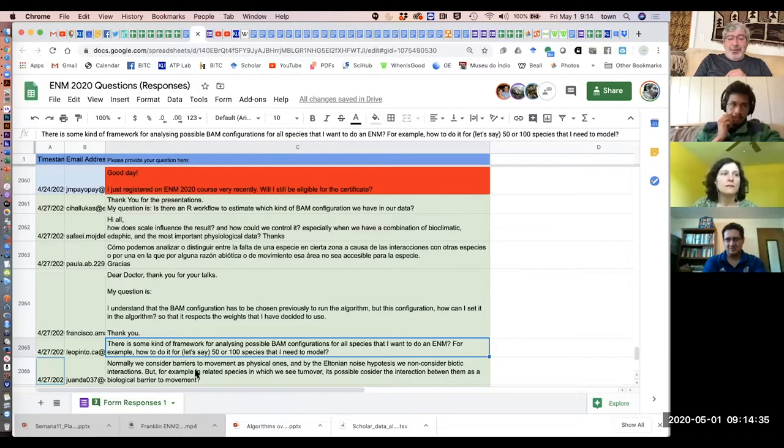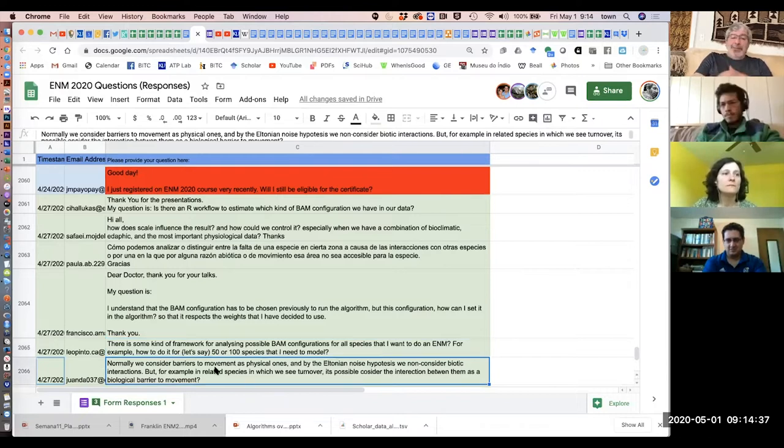Now, there is a neat question here. Normally, we consider barriers to movement as physical ones. And by the Eltonian noise hypothesis, we simply don't consider biotic interactions. But for example, in related species in which we see turnover, is it possible to consider the interaction between them as a biological barrier to movement? Yeah, really good question.